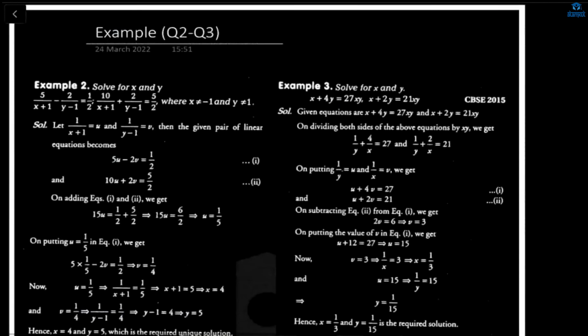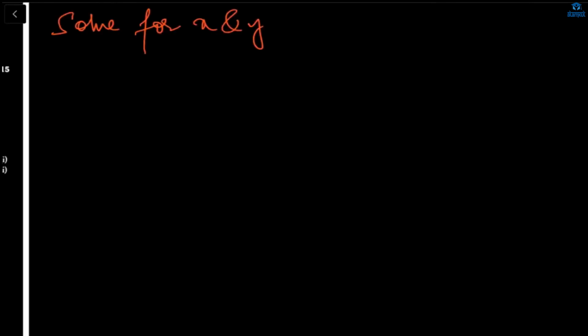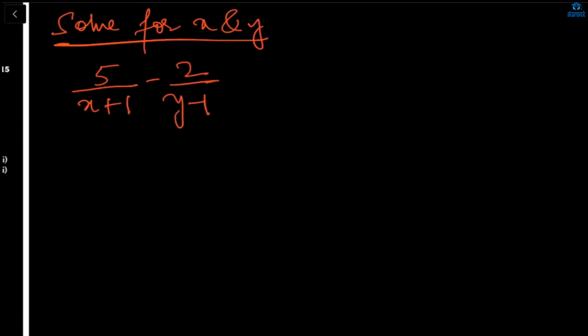Okay, now question number 2 I am taking. I have to write the question number 2. You have to solve for x and y. Okay, and what is the equation? 5 upon x plus 1, minus 2 upon y minus 1 is equal to 1 upon 2.